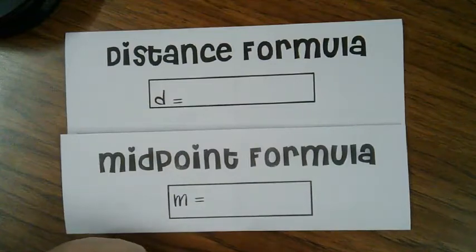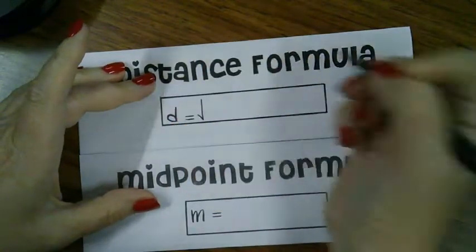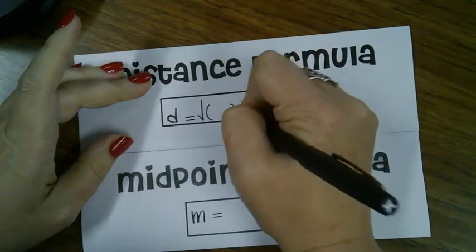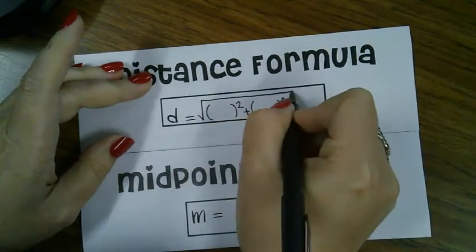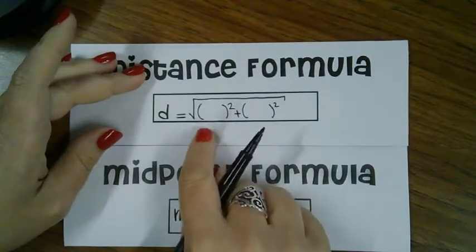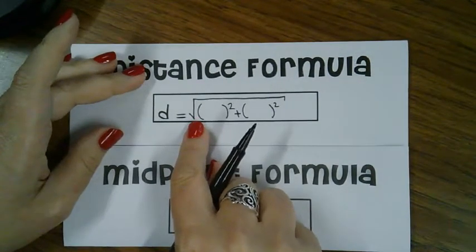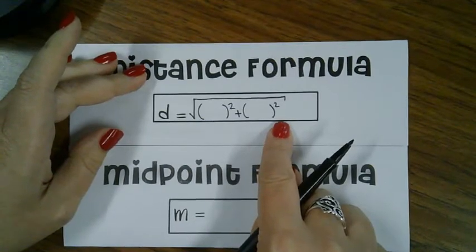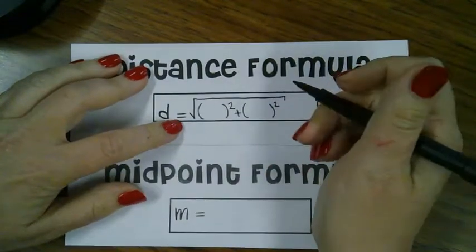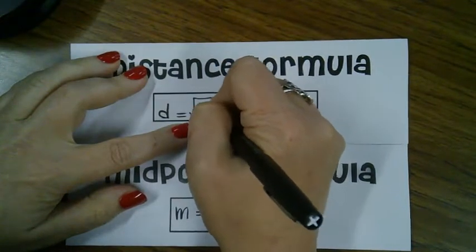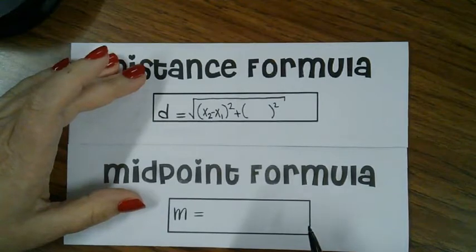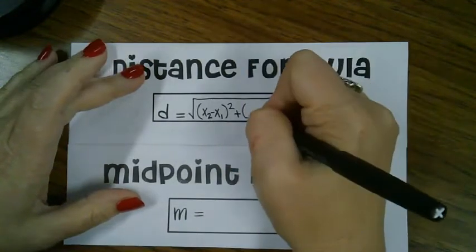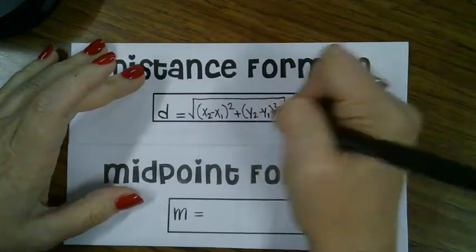All right, so talking about distance and midpoint today, distance formula. I don't know why, but I always set it up like this. So we're taking the square root of this whole thing that's underneath here. We're going to start off with our x values, so we're going to have x2 minus x1 in this first set of parentheses. In the second set of parentheses, we've got y2 minus y1.